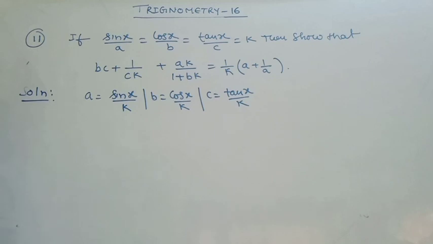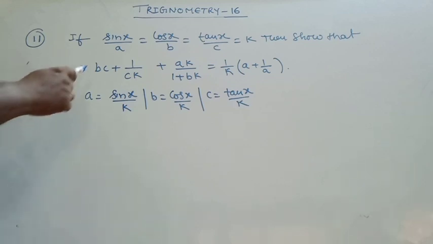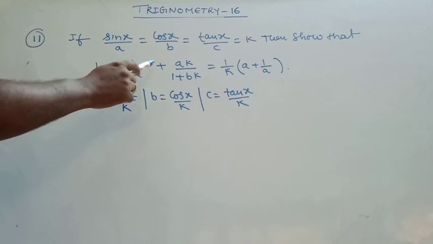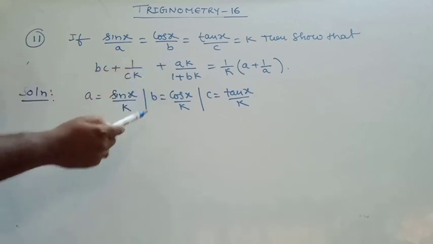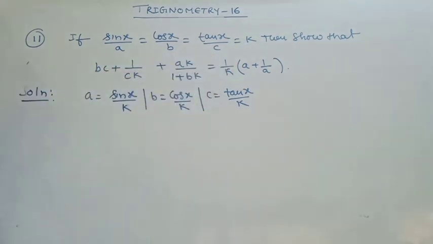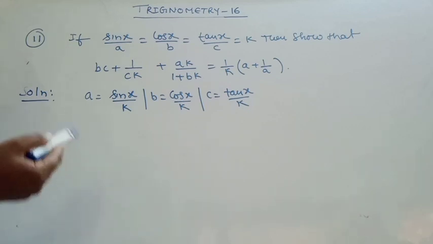Now see this very interesting problem, the 11th one. If sin x by a equal to cos x by b equal to tan x by c equal to k, then show that bc plus 1 by ck plus ak by 1 plus bk equal to 1 by k times of a plus 1 by a. This problem, how we will be proceeding, you please observe.